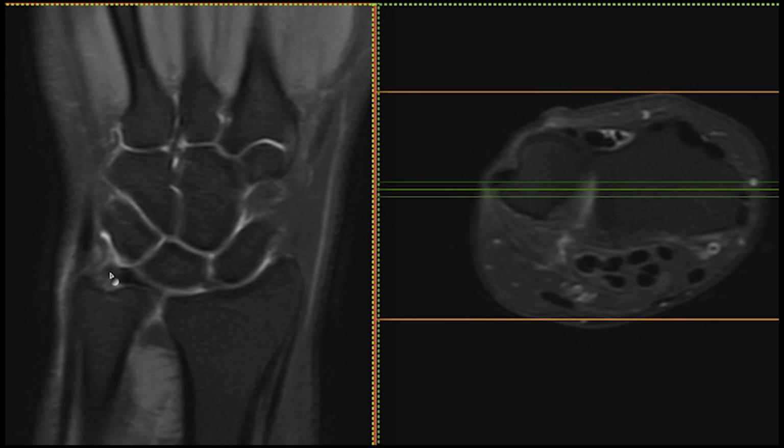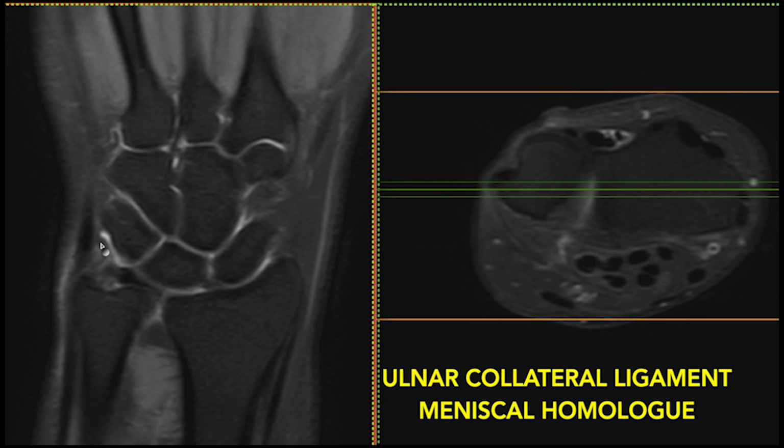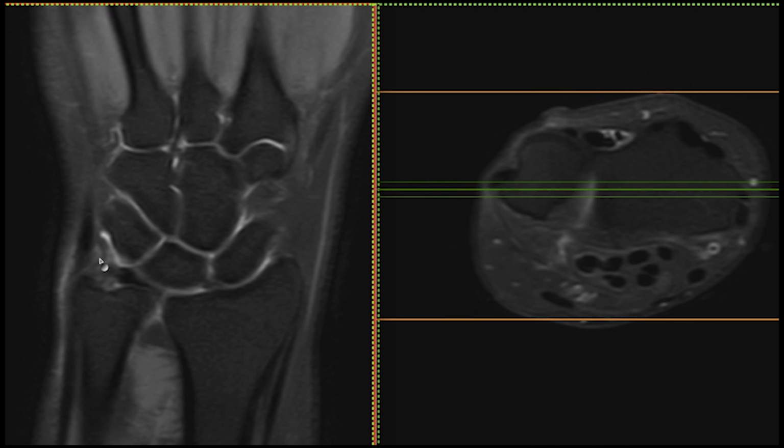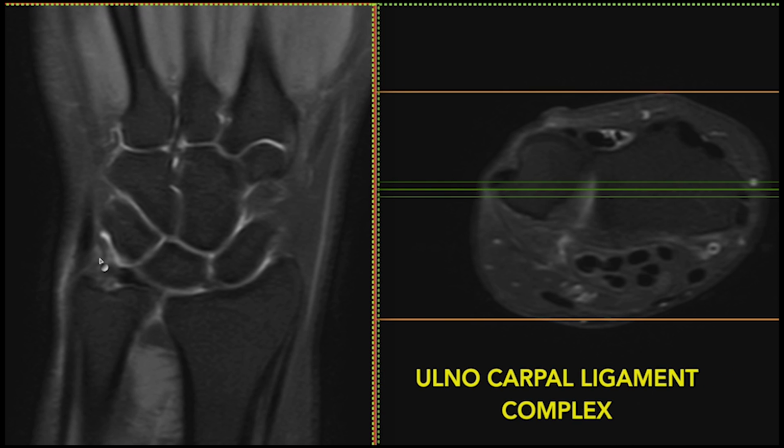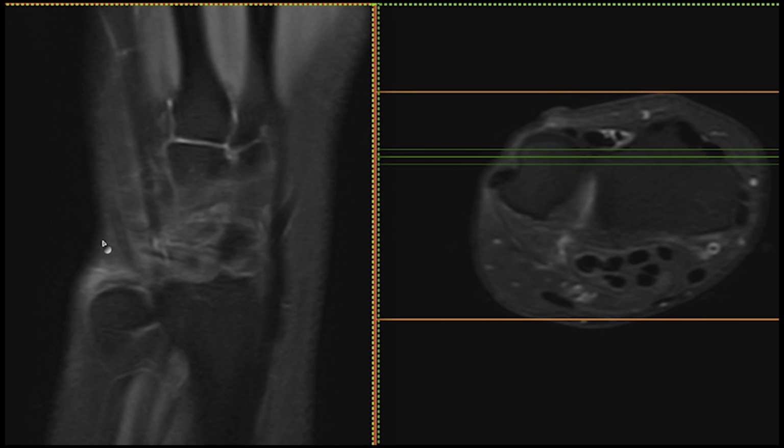If you go to the periphery, you can see some hyperintensity here. That is the place for ulnar collateral ligament and meniscus homologue. These are also components of ulnocarpal ligament complex. These also show hyperintensity, which indicates a tear within there.